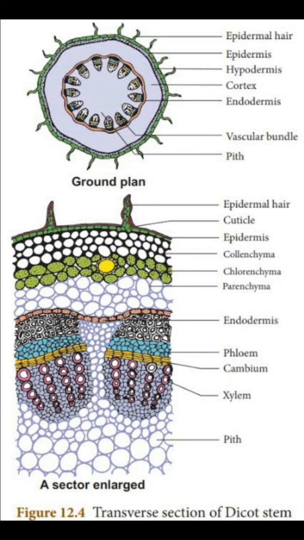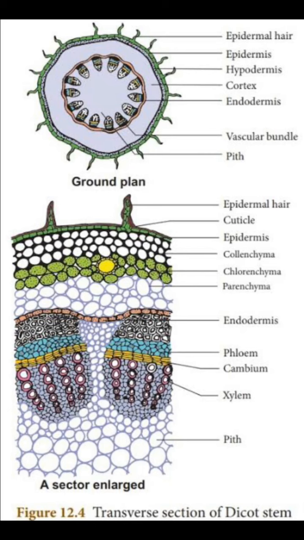Then the innermost layer of the cortex is called the endodermis. So this is the last zone, students. Among the 3 zones in the dicotyledon stem, the first one is hypodermis, followed by cortical layers, and the last one is endodermis. The cells of the endodermis are rich in starch grains, and the layer is also referred to as the starch sheath. So the endodermis is rich in starch grains and the layer is also referred to as the starch sheath.